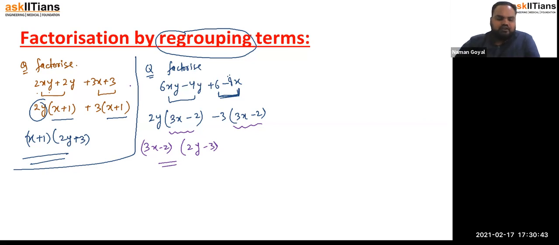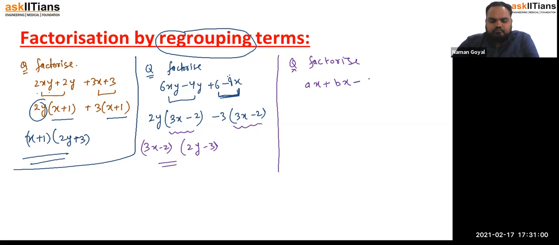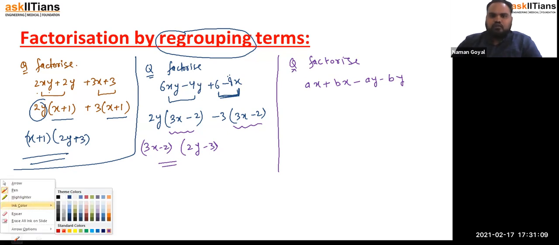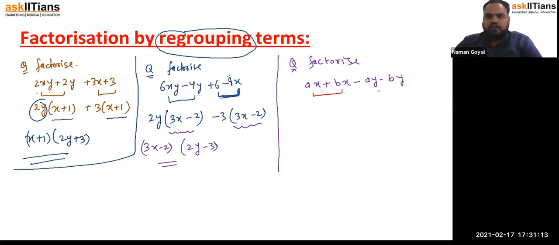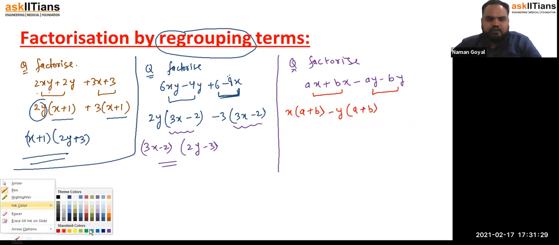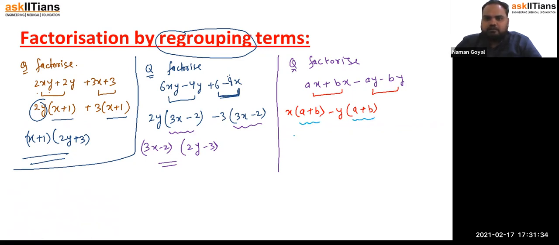Okay, so we can do more questions. Let me write down the question. Factorize ax plus bx minus ay minus by. Now see what we have to do. We can take x common from these two, and we can take minus y common from these two. If I take x common, I get a plus b. If I take minus y common, I get a plus b again. Now a plus b is in the first term and the second term, so we can take a plus b common, which gives x minus y. So this is the factorized form of this quantity.